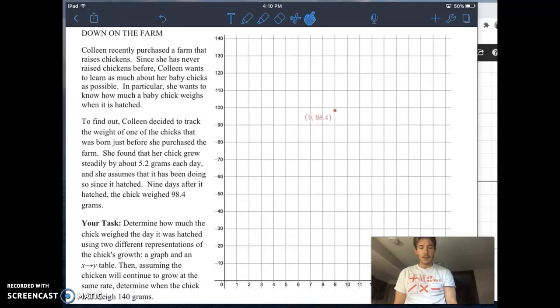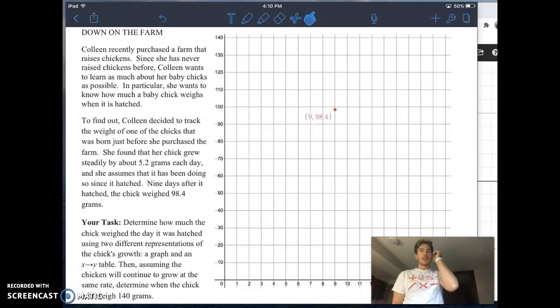Okay, so she's got a little bit of information. She doesn't necessarily know the birth weight of a baby chick, but she's interested in that. So to find out, she decides to track the weight of one of those chicks that was born just before she purchased the farm. She finds out that it grew steadily by about 5.2 grams each day.